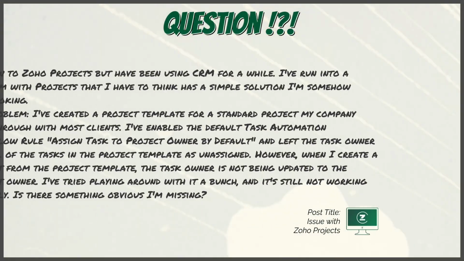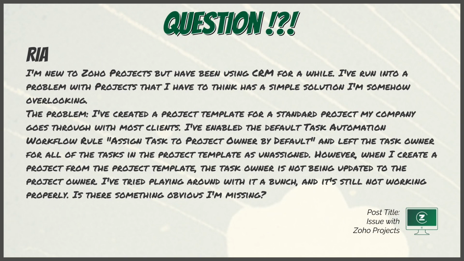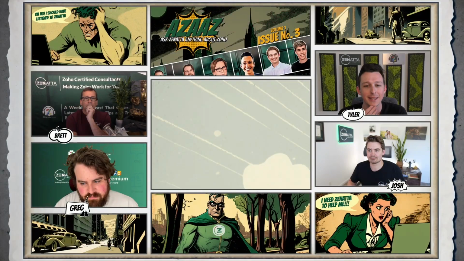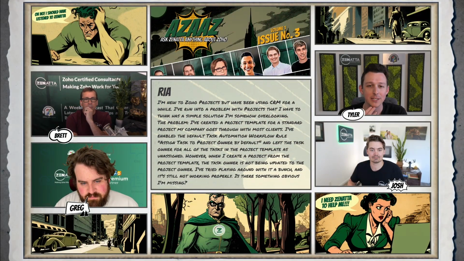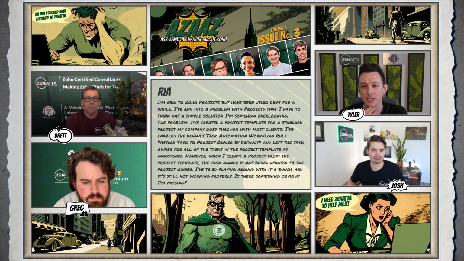Alrighty, we have a first question here from Ria, basically asking, I'm new to Zoho Projects. I'm using CRM for a while. I've run into a problem with projects that we're thinking might have a simple solution. They've created project templates for a standard project their company goes through all the time. Then they also have a task automation workflow rule that will assign the task to the project owner by default. The challenge is that when they're creating projects from the template, this automation is not happening, and so those tasks are not being set to match the project owner.